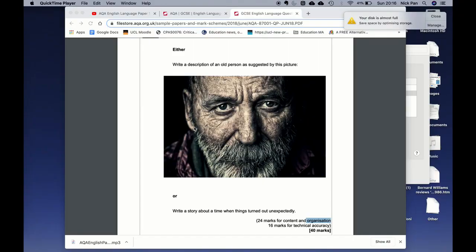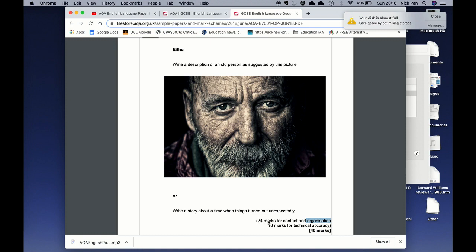Students often think that they have to write about this photo in particular, and as we said, that's not the case. We can write about any old person. We can write about my grandparent, your grandparent, an Arctic explorer, a battle-scarred warrior, etc., etc. So let's look at how the marking, the awards for the marks breaks down.